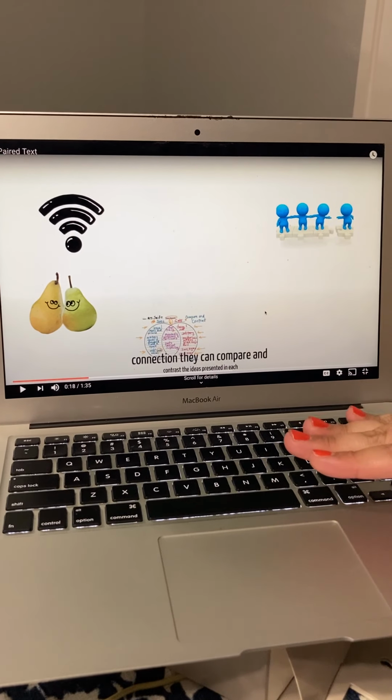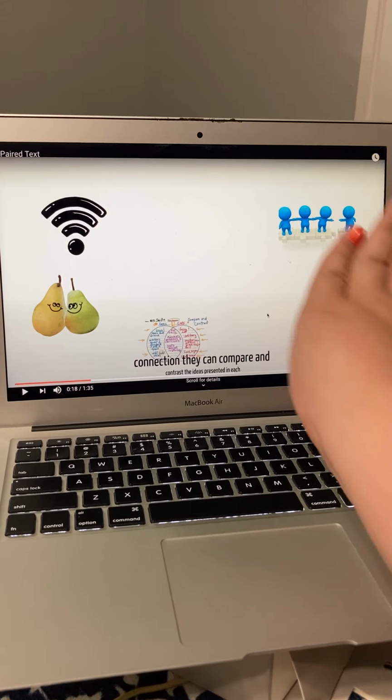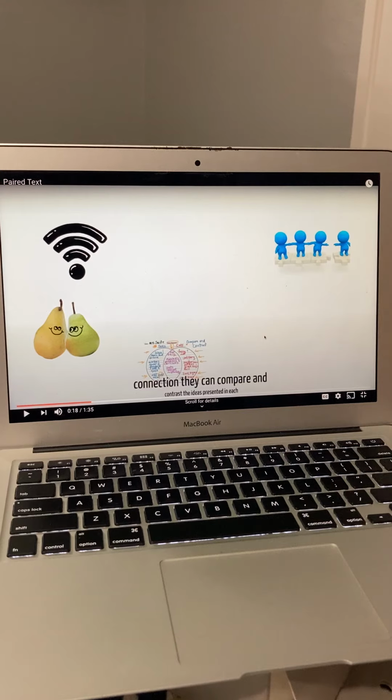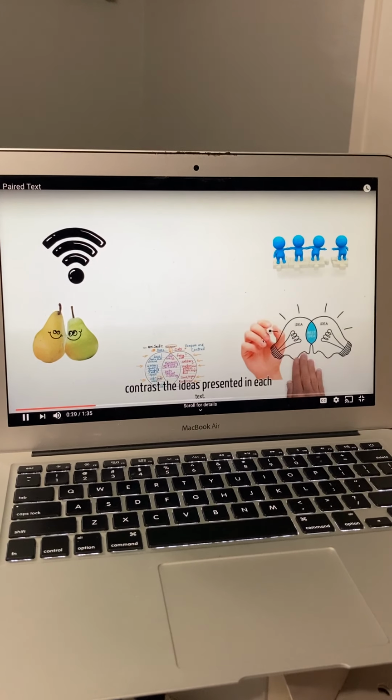So comparing and contrast goes back to what I was saying earlier. Similarities and differences, like in a Venn diagram. Presented in each text.